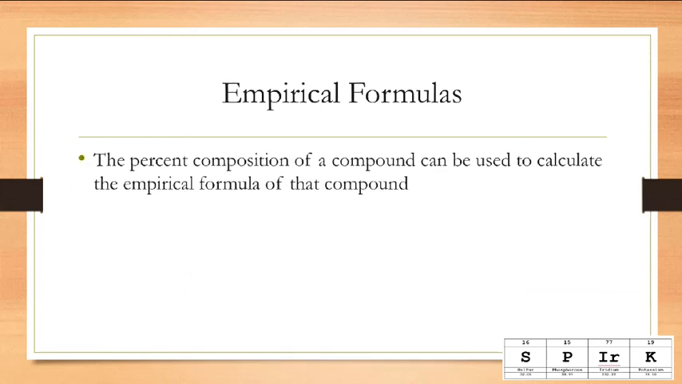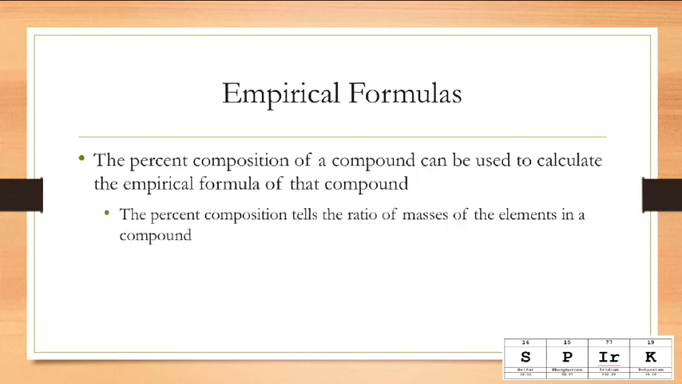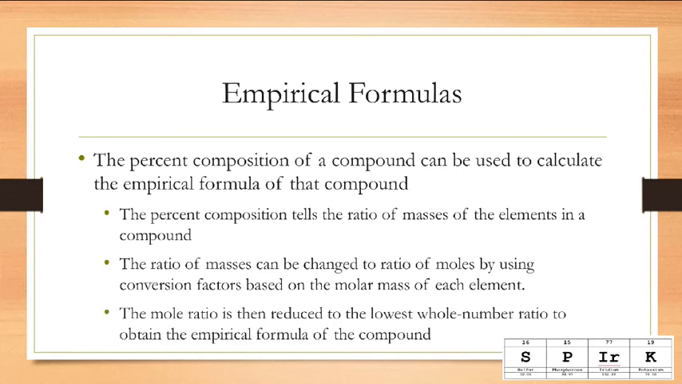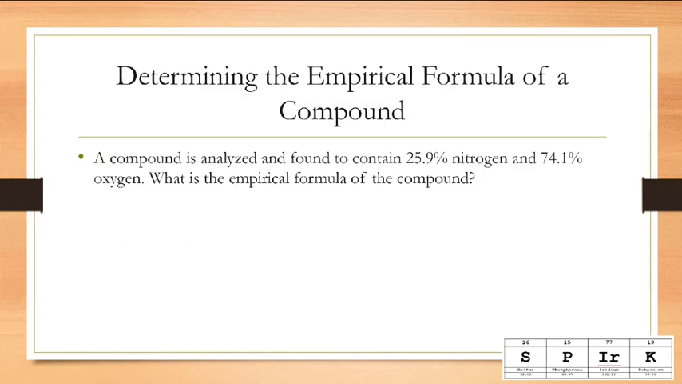So the percent composition of a compound can be used to calculate the empirical formula of that compound. The percent composition tells us the ratio of masses of the elements in a compound. And the ratio of masses can be changed to a ratio of moles by using conversion factors based on the molar mass of each element. The mole ratio is then reduced to the lowest whole number ratio to obtain the empirical formula of the compound.